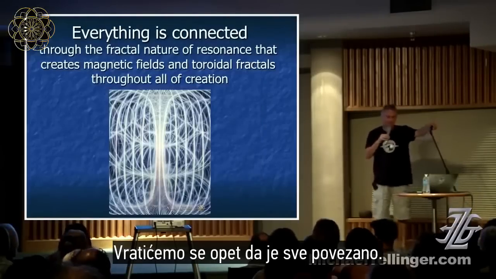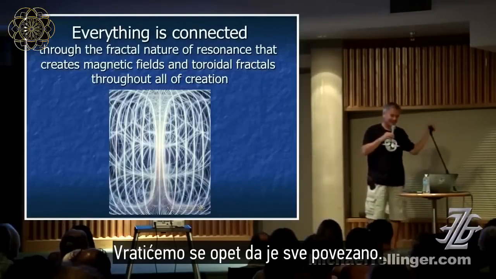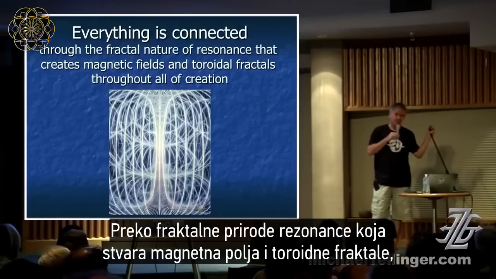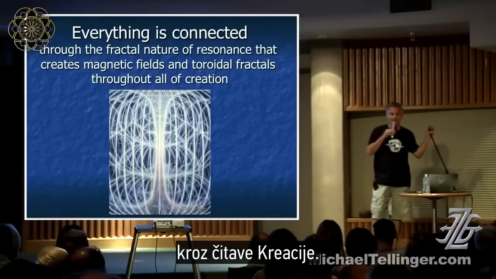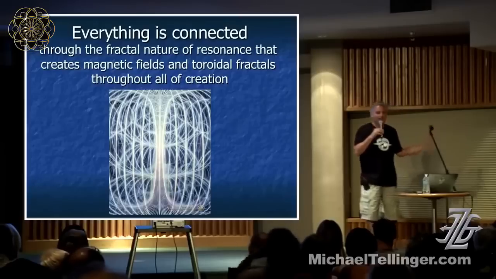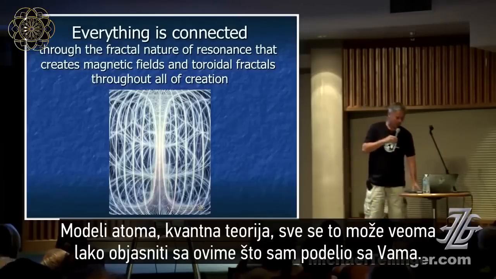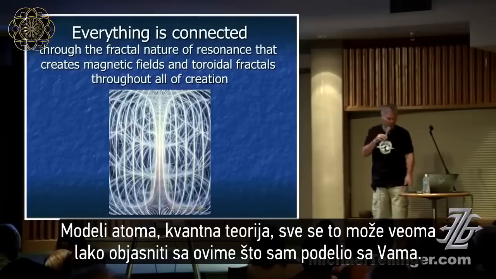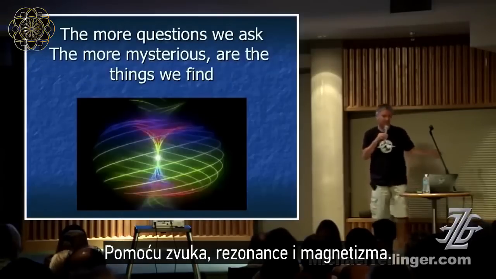What I'm going to bring you back to is that everything is connected through a fractal nature of resonance that creates magnetic fields and toroidal fractals throughout all of creation. The atomic models, the quantum theory, all of that stuff can be very easily explained with the stuff that I shared with you, with sound, resonance, and magnetism.